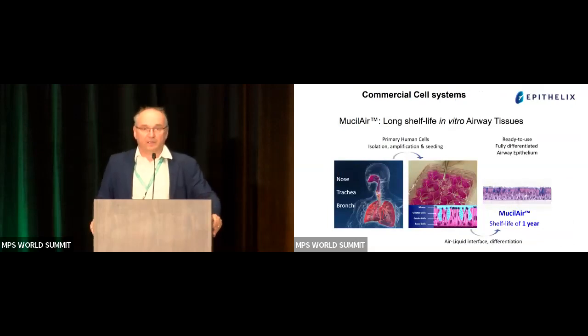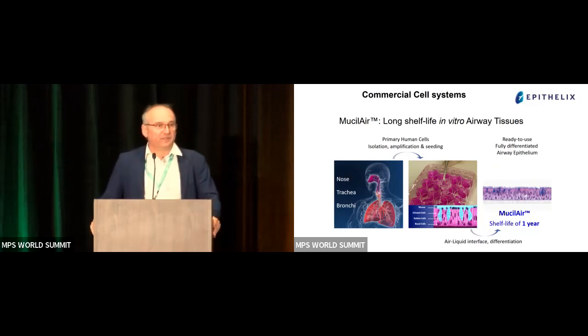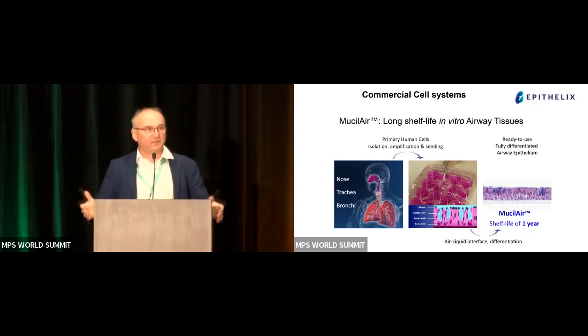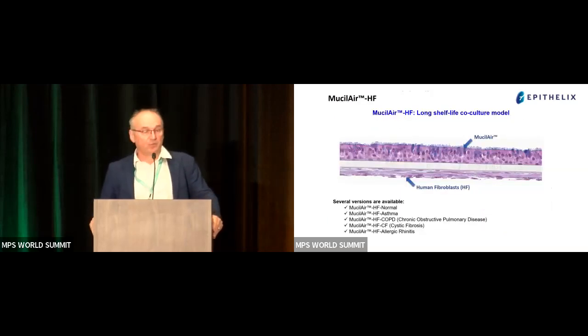So now I come to the second part of my presentation: some of the commercial cell systems, simply to show what is available for the community. One company, Swiss French, Epithelix, they have primary human material, and they can represent the nose, the trachea, the bronchi. You get them in different well sizes. Maybe I go direct to the next one.